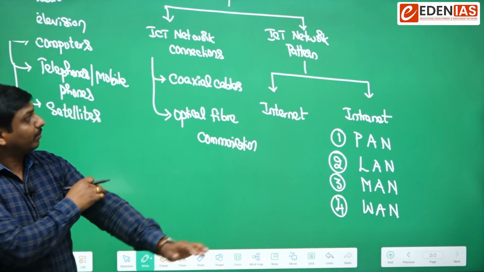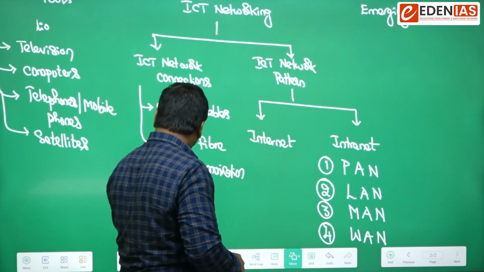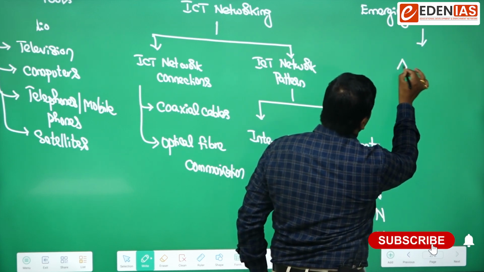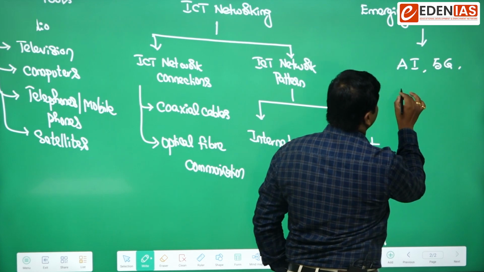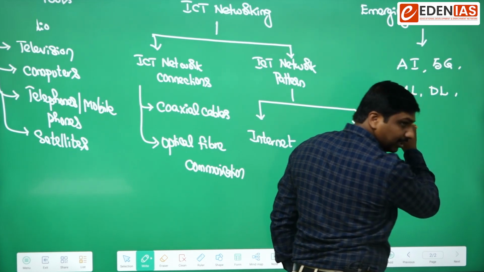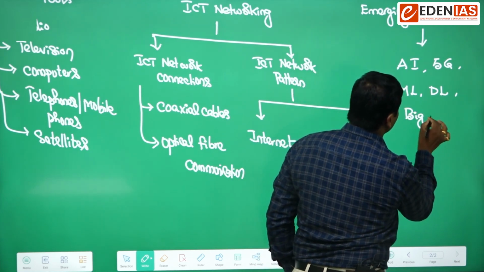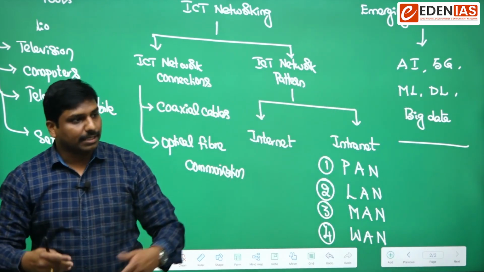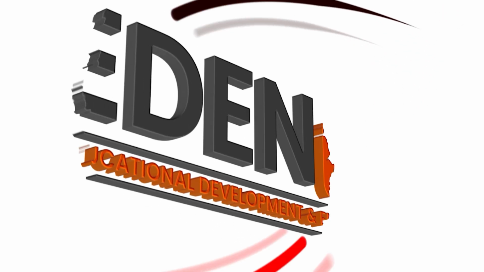And apart from this, we also have some emerging technologies. In emerging technologies, we have various other important aspects, for example artificial intelligence, 5G technology, machine learning, deep learning, and big data. They are all some of the emerging technologies and concepts that will be associated with information communication technology.